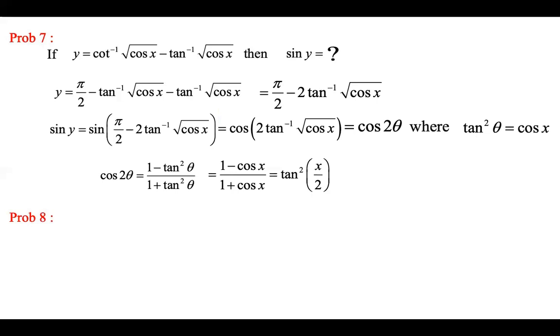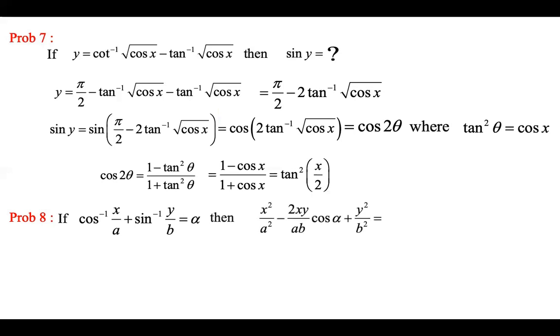Let us see problem number 8. If cos inverse x by a plus sin inverse y by b is equal to alpha, then what is x square by a square minus 2xy by ab cos alpha plus y square by b square?